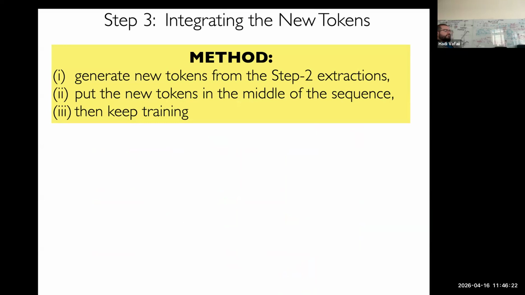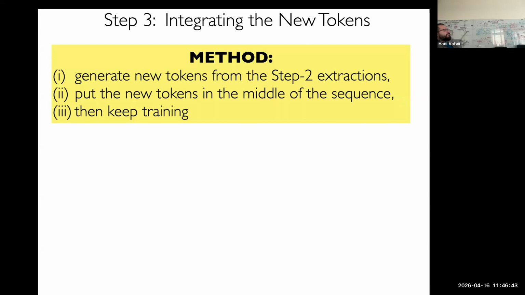From the extractions in step 2, you basically get new tokens. I told you that you can extract flow. Well, you can have flow tokens in basically the same way as you have RGB tokens, or you can have segment tokens. It's basically the same concept applied almost the same way.